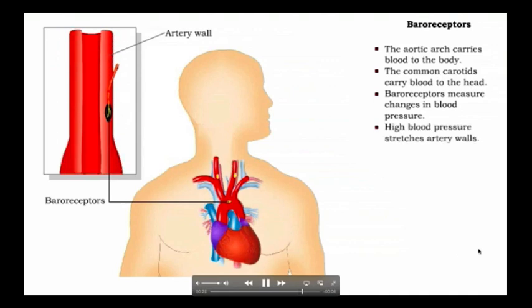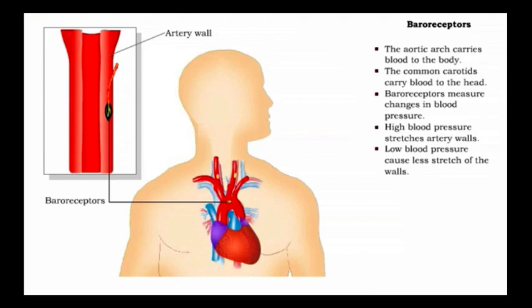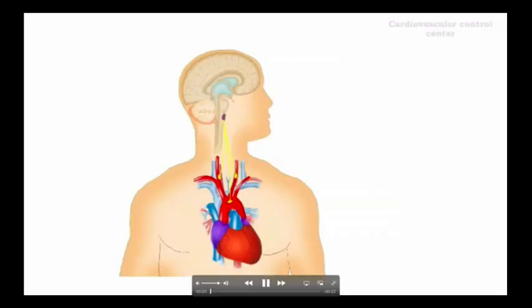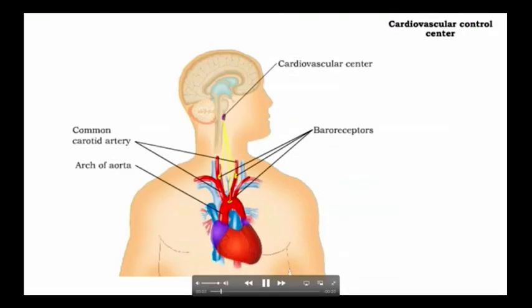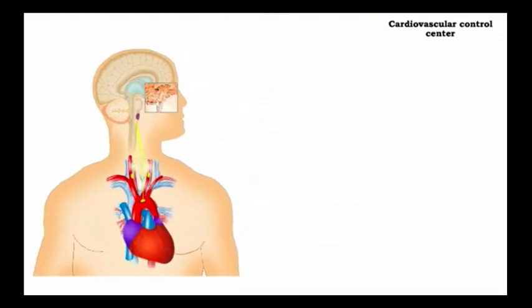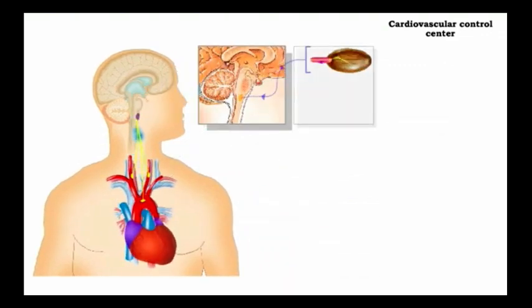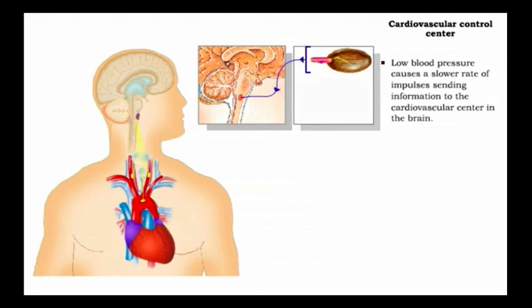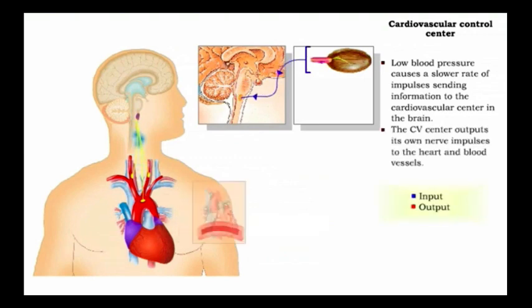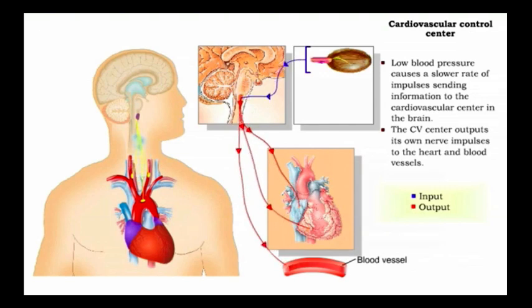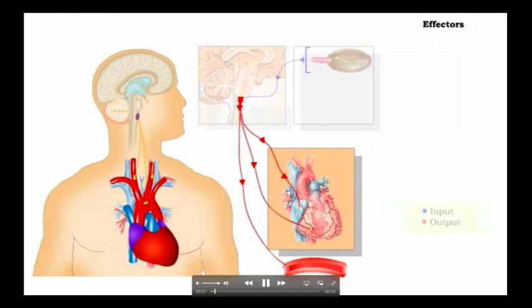If pressure is high, the walls stretch. If pressure falls, the walls are less stretched. Baroreceptors send information to the cardiovascular center in the medulla oblongata in the brain. When blood pressure drops, the slower rate of impulses from the baroreceptor conveys this disruption to homeostasis to the CV center. The CV center sends its own nerve impulses out to the heart and many of the blood vessels. CV is cardiovascular center.